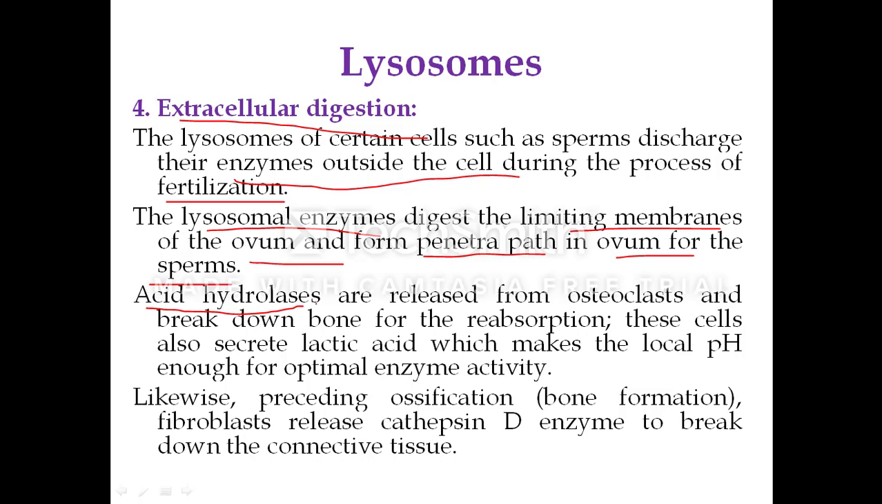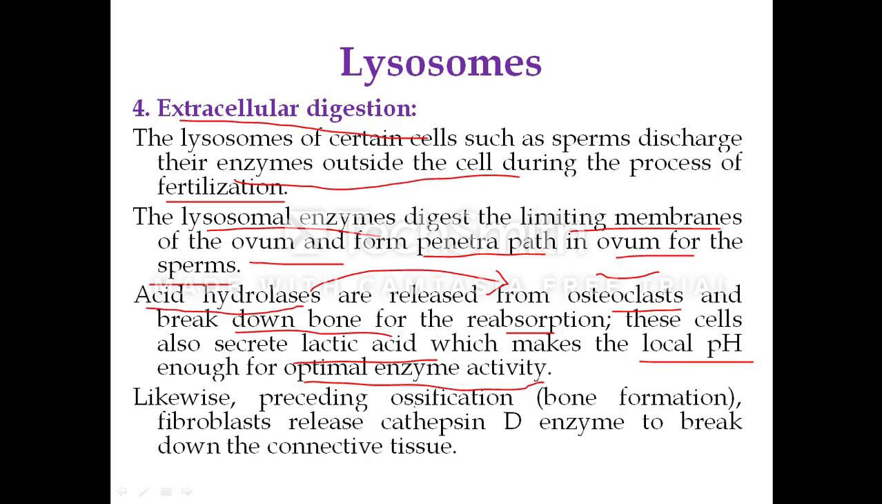The acid hydrolases are released from the osteoclast and break down bone for the reabsorption. So they are also involved in the breakdown of the bone and reabsorption. These cells also secrete lactic acid, which makes the local pH suitable for the optimal enzyme activity. For the optimum enzyme activity, the particular pH is very important, which is maintained by the lactic acid, and the hydrolases which are released will act on the bone and digest it, and that will be reabsorbed in case of osteoclast.